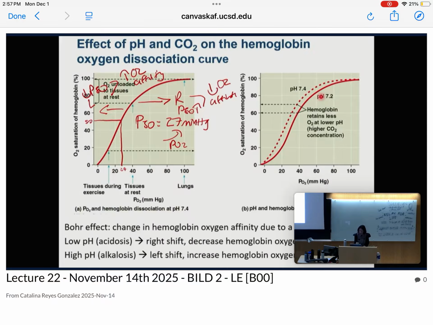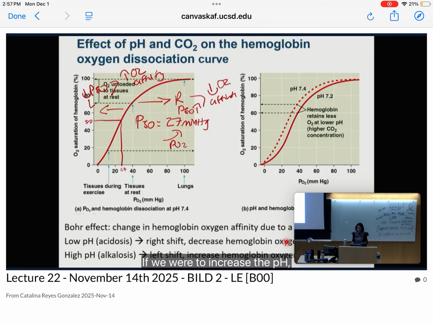So that lower pH or acidosis causes a right shift, meaning that now we need a larger partial pressure of oxygen to saturate that hemoglobin to 50%. So the P50 increased. Okay? So we have a decreased hemoglobin oxygen affinity. Hemoglobin then is going to be more likely to unload the oxygen than to load it, okay?